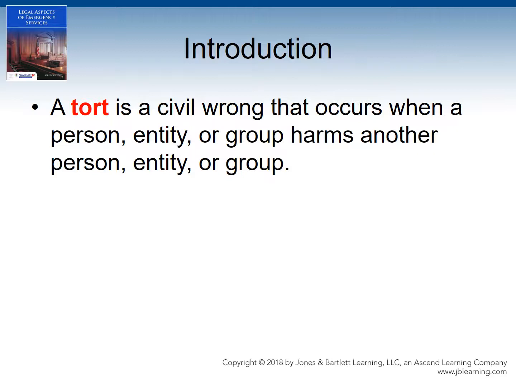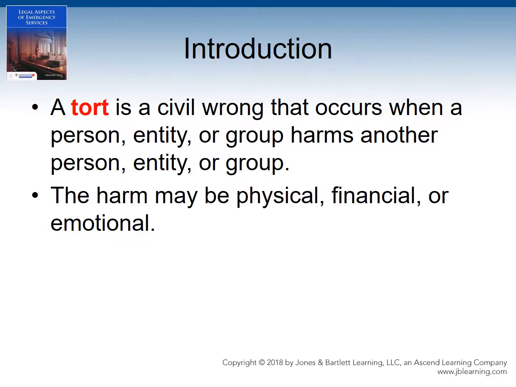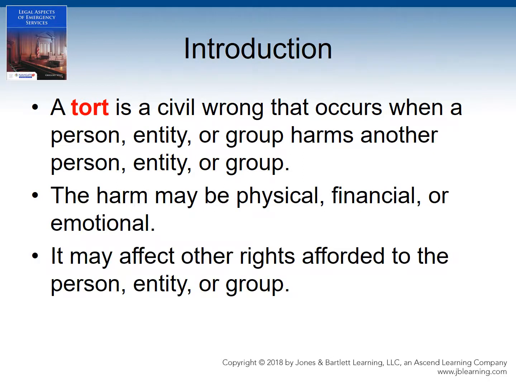When a tort is committed, a person or other legal entity, as we discussed in a previous chapter, performs some sort of act or omission that results in damages to another person or entity. The harm caused by the tortfeasor may be physical, financial, emotional, or some combination of those three. The harm may also impinge on other rights afforded to the person, entity, or group as well, and, depending on the nature of the tort, a crime may have also been committed. Some torts are also recognized as crimes.